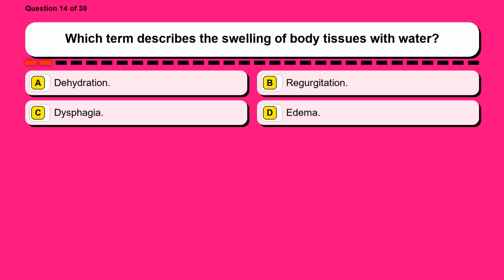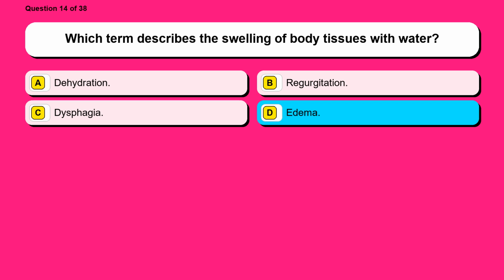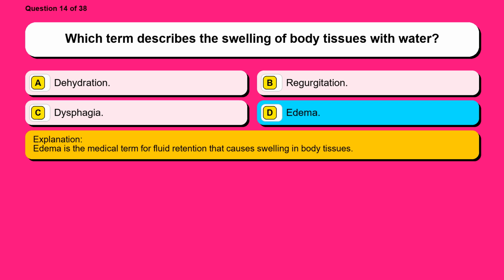Question 14. Which term describes the swelling of body tissues with water? Option A, dehydration. Option B, regurgitation. Option C, dysphagia. Option D, edema. The correct answer is option D, edema. Edema is the medical term for fluid retention that causes swelling in body tissues.